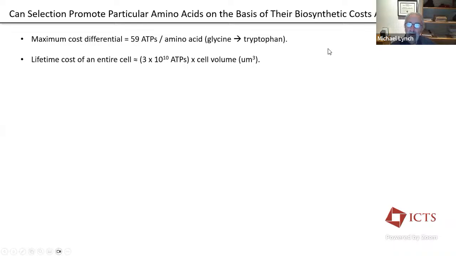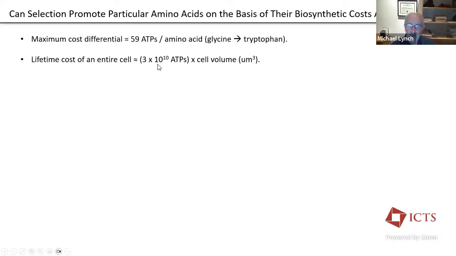The simplest way to go at this is, let's think about the maximum cost differential between two amino acids. Glycine's the cheapest, tryptophan is the most expensive. The difference in biosynthetic cost is 59 ATPs. And we want to ask, would a cell be able to even discriminate these two amino acids from each other? Because if it can't, then it certainly can't discriminate two others that have a smaller differential.